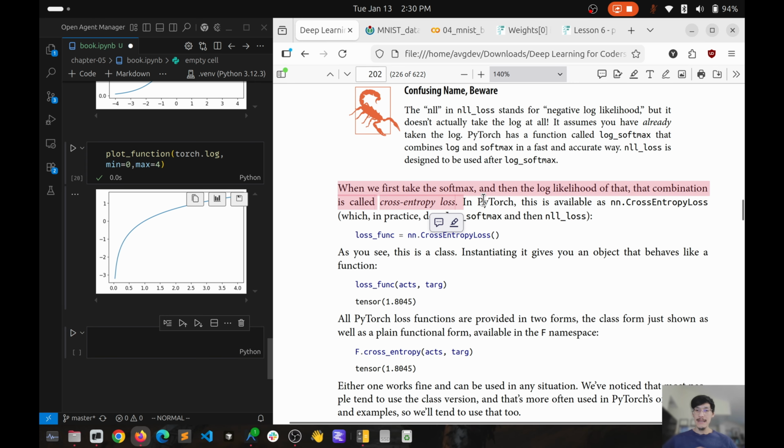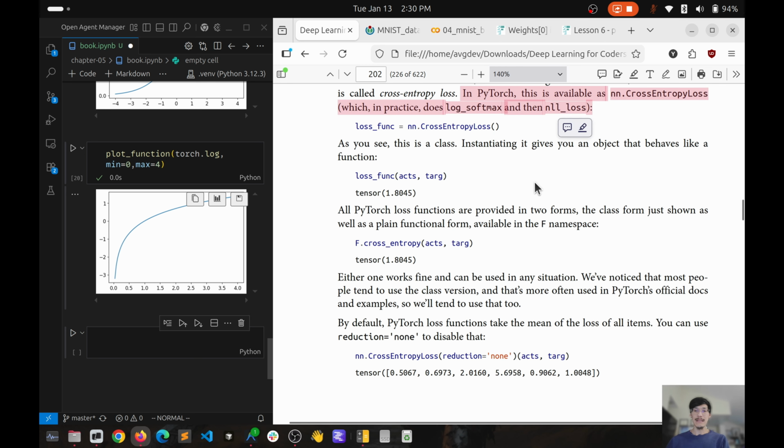Okay, so take the softmax and then the log likelihood. In PyTorch, this is available as nn.CrossEntropyLoss, which in practice does log softmax and then NLL loss. Loss func equals nn.CrossEntropyLoss. As you see, this is a class. Instantiating it gives you an object that behaves like a function.